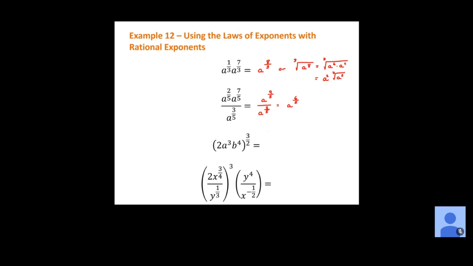All right, now the next one here, we have this exponent on the outside. Remember, we can distribute that to each of the pieces on the inside then. So this is going to turn into 2 to the 3/2, a to the 9/2, and then b to the 12/2, which is the same thing as 6. Okay, so you get 12 over 2, so that's just b to the 6th.